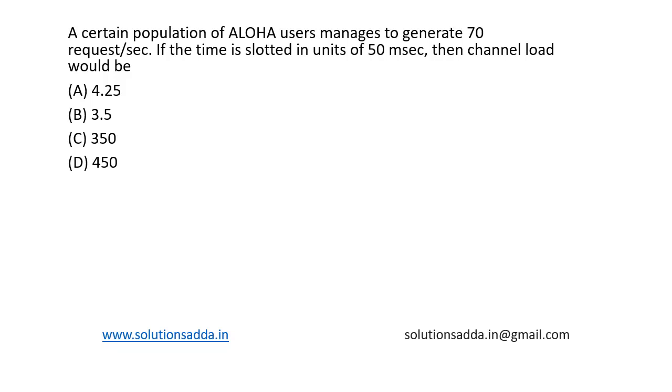This is a question from computer networks. A certain population of Aloha users managed to generate 70 requests per second. If the time is slotted in units of 50 milliseconds, then the channel load would be what? So the number of requests per second is equal to 70.